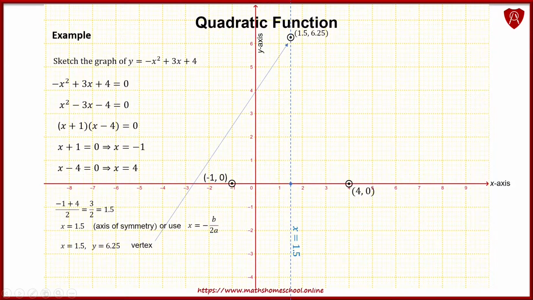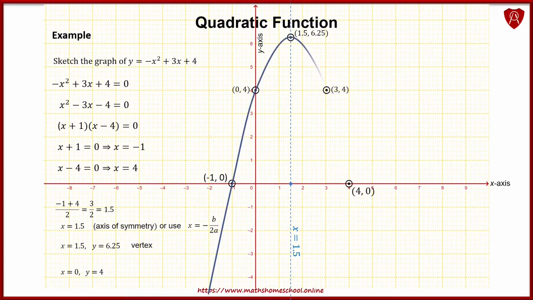We now have 3 points. Since the y-intercept is the value of c, in this case 4, we shall now plot the point (0, 4), this one here. Using symmetry, we know there must be a corresponding point a similar distance to the right of the axis of symmetry, 1.5 units from the axis of symmetry. On the right side, we have the point (3, 4). We now have 5 points. All we need to do is join them as smoothly as possible to complete our sketch. That's the quickest way to plot a parabola using only 5 points.